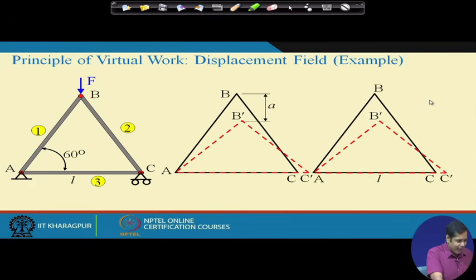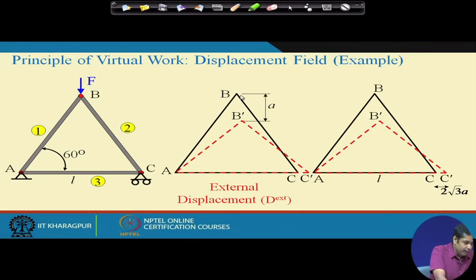Now, what happens is, because point B goes to B dash, the point C will go to C dash, and we assume that there is no change in length in members AB and BC. Therefore, there will be a change in length in member AC, which will be in tension, and the elongation of this member will be CC dash, and that is equal to 2 by root 3. Okay, and you can obtain this value through some simple geometry.